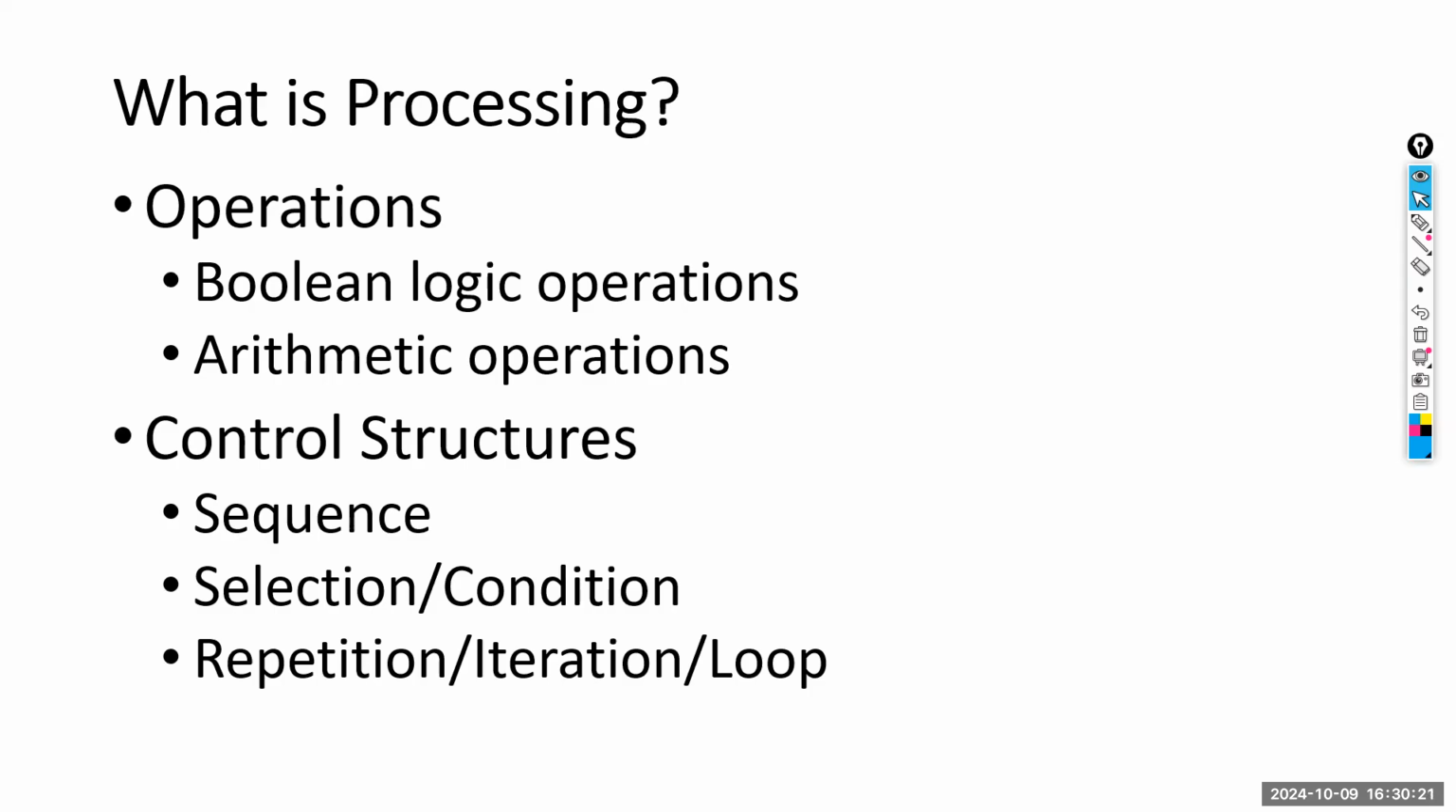Okay. So what is meant by processing? Applying operations. What are the two types of operations? Arithmetic operations and logic operations. That is why we say that the microprocessor has an ALU, arithmetic and logic unit.